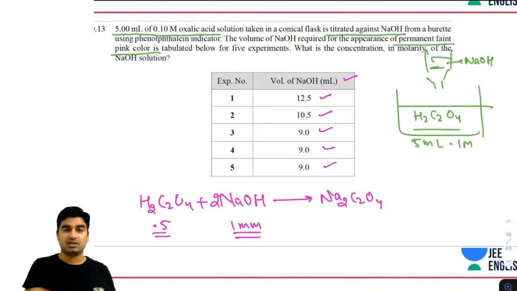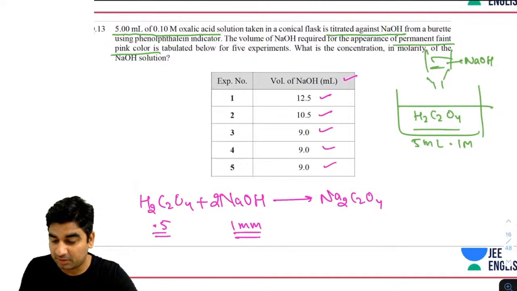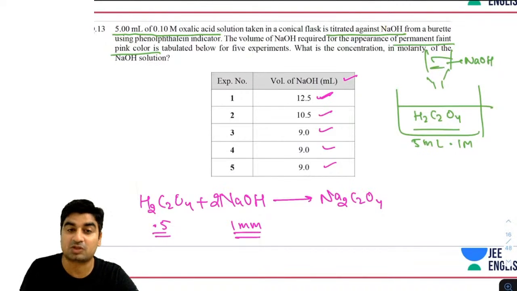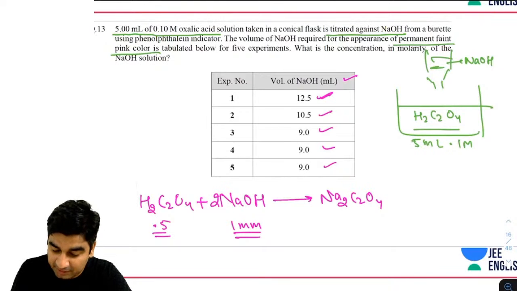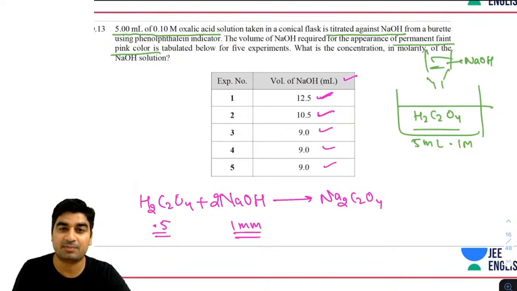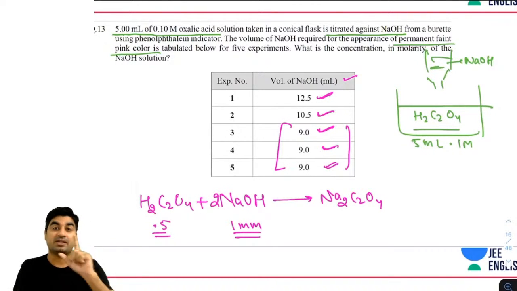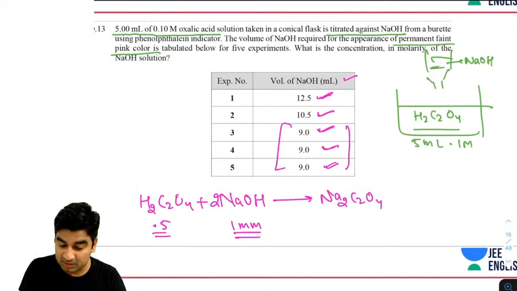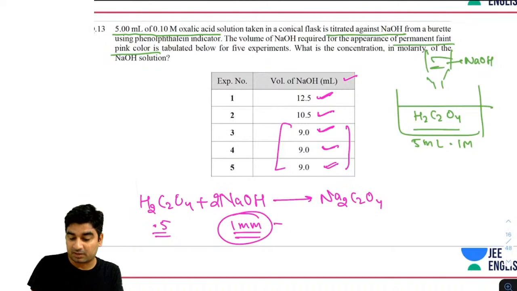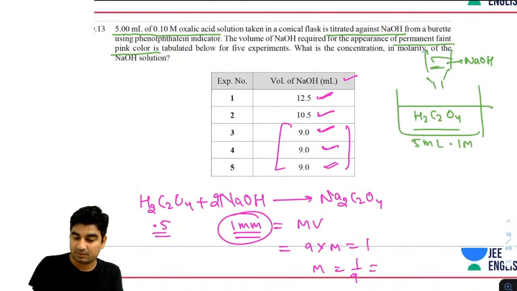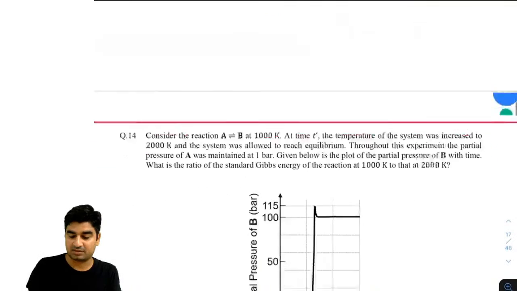Yes, Osho, you are right. So how will you do it? So here, Osho, they are saying if you add 12.5 ml of NaOH, the solution becomes pink. If you add 10.5 ml of it, the solution again becomes pink. If you add 9 ml, 9 ml and 9 ml, again it becomes pink. So guys, 9 ml is the minimum volume which can exhaust it. So 9 ml will contain 1 millimole of this. So volume is 9, molarity you can calculate as 1 by 9, 0.1, and you will get the answer 0.11 molar. This is your answer, guys.